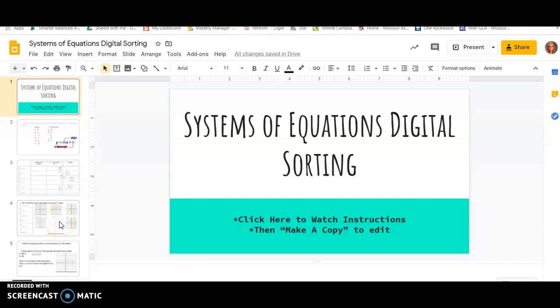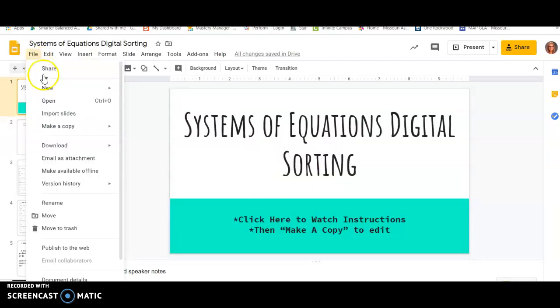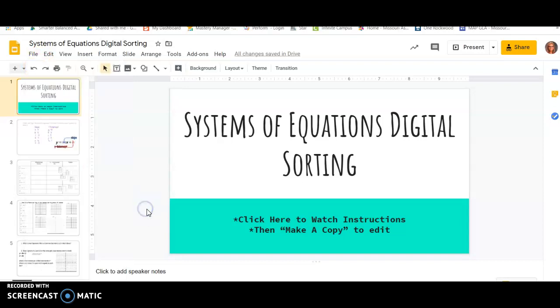So I've created a Systems of Equations digital interactive sorting activity. And the first thing I need you to do is go to the top, File, and you need to make a copy so that you are doing this on your own and you can edit it on your own.